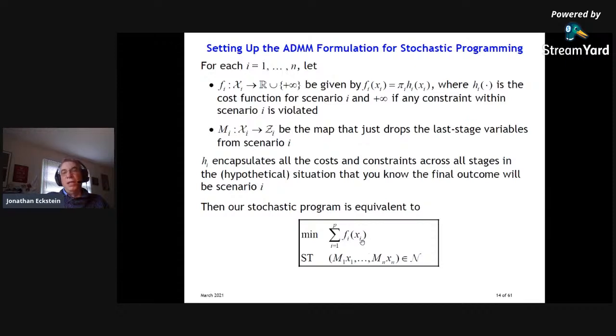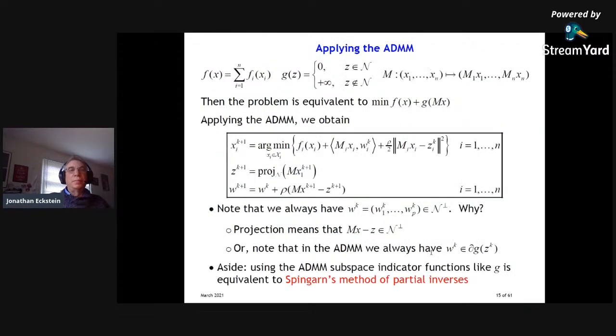Minimize the sum of these f_i such that M_1 x_1, M_2 x_2, et cetera, through M_n x_n, taken all together, are in the non-anticipative subspace. So I take the costs weighted by probability, as if I could see the future, but I have this constraint that I can't see the future. The reason we're dropping that last stage is that once we know we're in the last scenario, there's no need to link to any other scenario to worry about seeing the future or not. So finally, to apply the ADMM, our function f is just going to be a direct sum of these f_i of x_i.